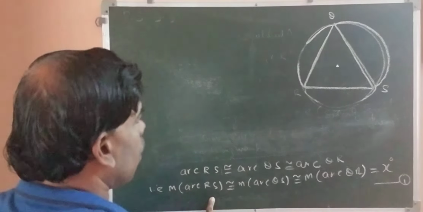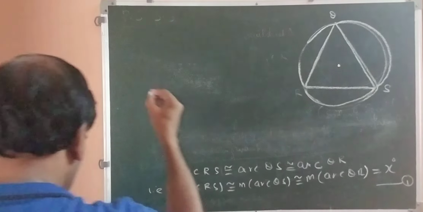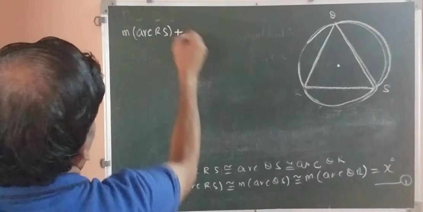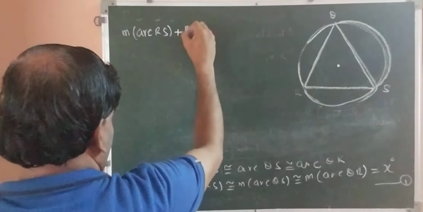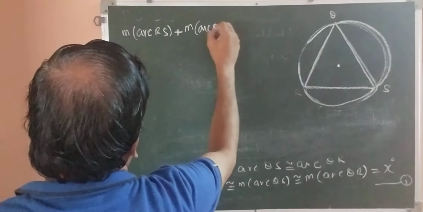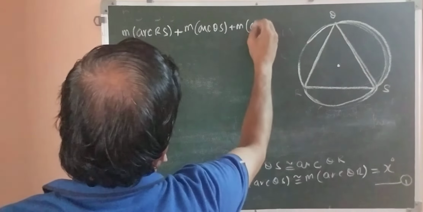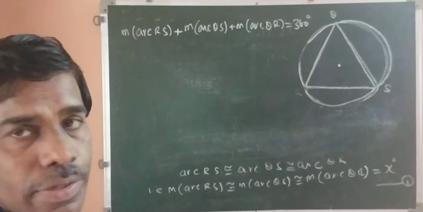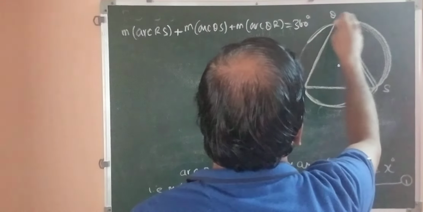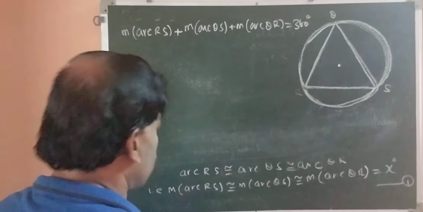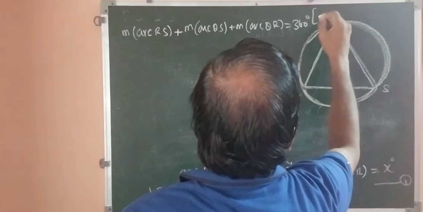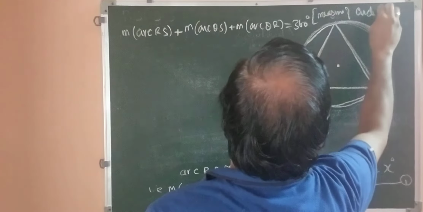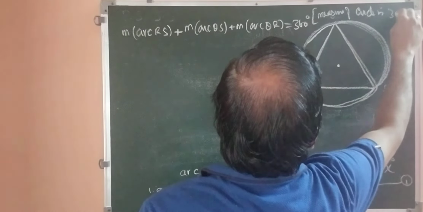Now, see measure of arc RS. RS is here. So, measure of arc RS plus measure of arc QS plus measure of arc QR equal to what? 360 degrees. See here, this plus this plus this. How much will it become? 360. Measure of the circle is 360. What is the reason? Measure of circle is 360.